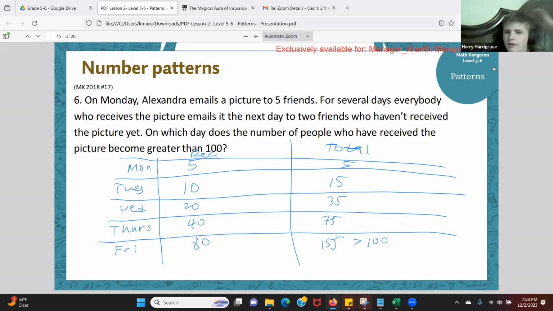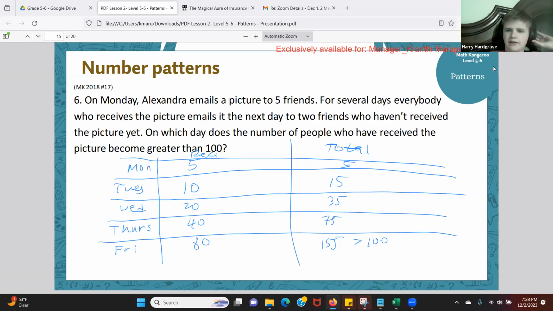What I did was like it's 10, 20, 40, 80, 160, but then I forgot to take the 5 out. So technically I still got Friday, but I didn't solve it the right way.